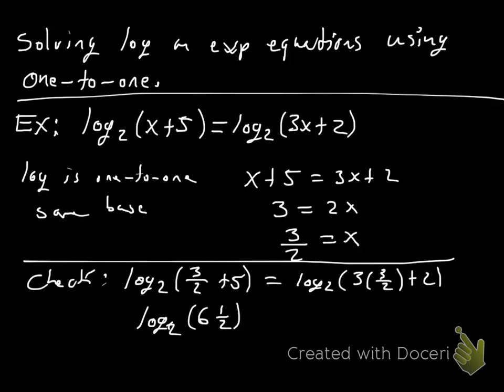Okay, on the left I get 6.5. 3 over 2 is the same thing as 1.5. 1.5 plus 5 is 6.5. On the right hand side, 3 times 3 halves will give me 9 halves. 9 halves is the same thing as 4.5. And then 4.5 plus the 2 here will give me 6.5. So we do have equality on both sides. So this is a good solution.